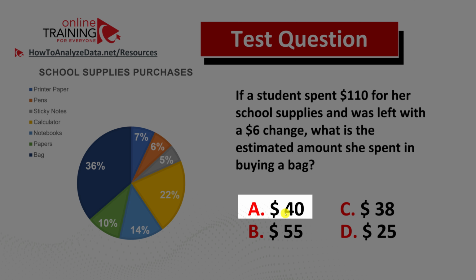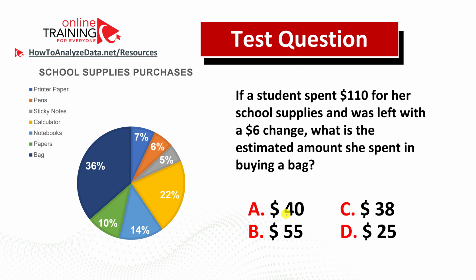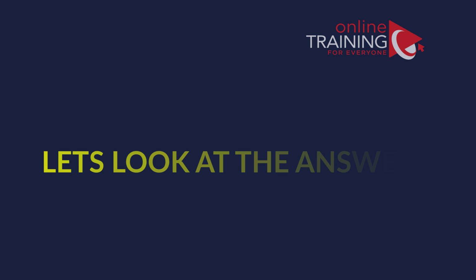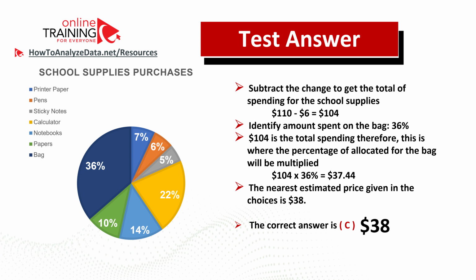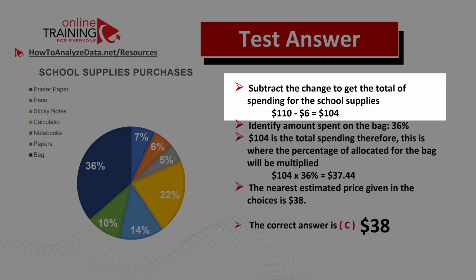Choice A, $40. Choice C, $38. Choice B, $55. And choice D, $25. Do you think you know the answer? Let's see if we can come up with the answer together. To solve this challenge, first thing we need to do is calculate total amount spent. And we do it by subtracting 6 from 110, which gives us $104. This is the total amount spent.